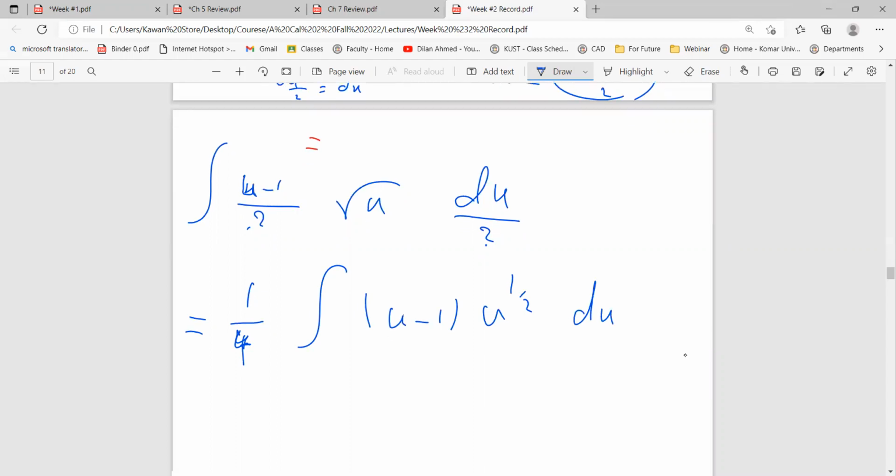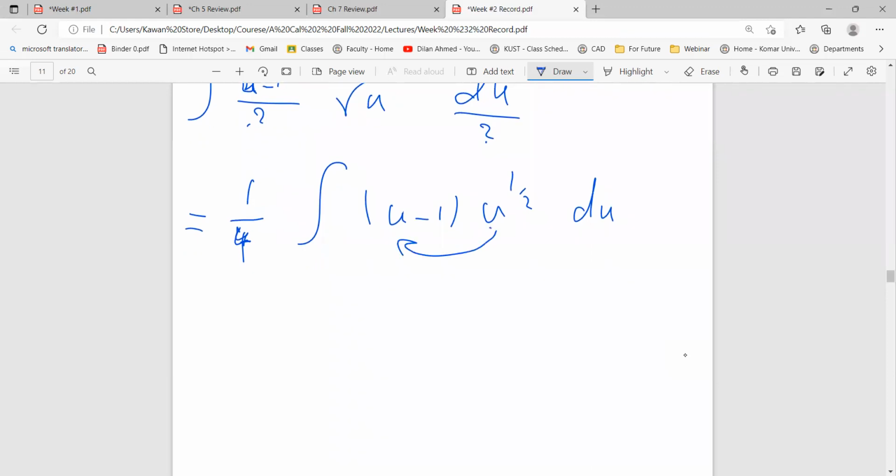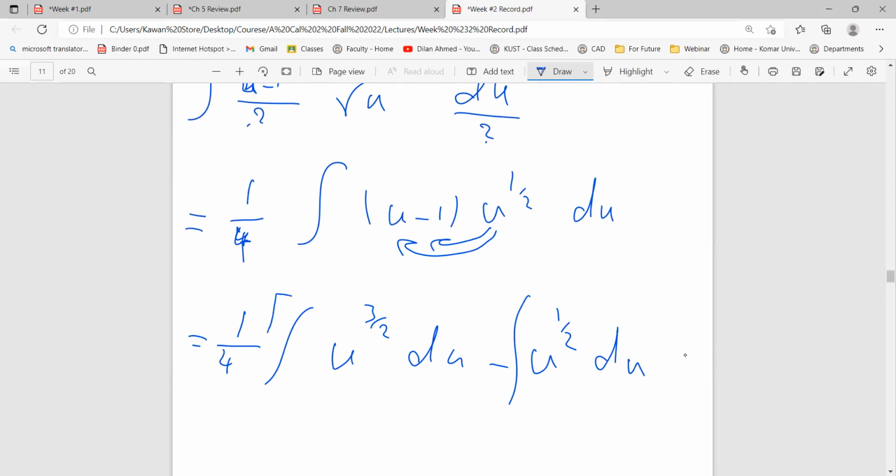Okay, now it's time to what? Left multiplication, sorry, right multiplication. So I get what? Do you have any problem with that? I just multiplied and I separate. Because we have what? Subtraction. We have subtraction. That's why we can separate, or we can say distribute. We distribute integral over subtraction.